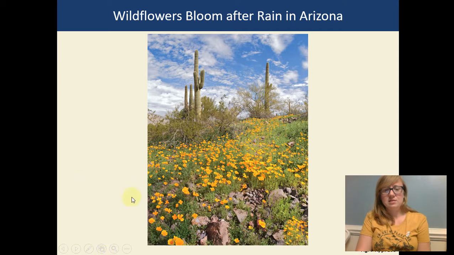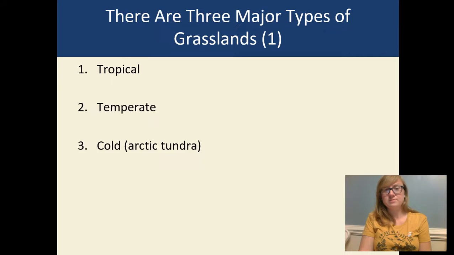And here, like I said, here's some wildflowers blooming in the desert, trying to make use of that water that just happened. So if it just rained, they're going to try to produce as many seeds as possible in hopes that some of them survive.